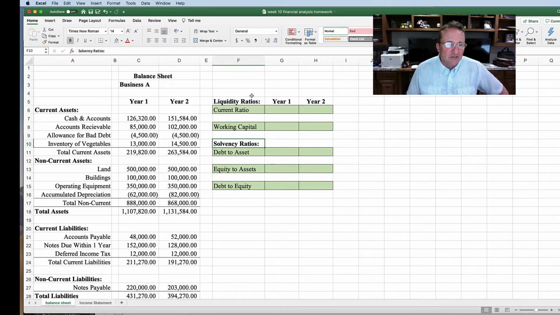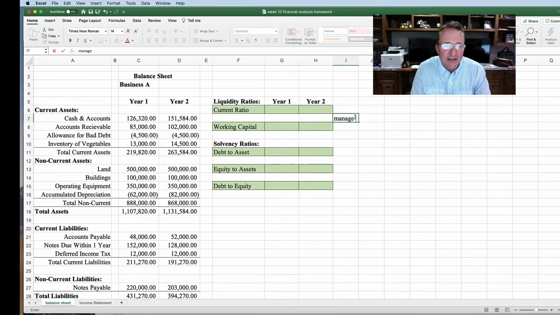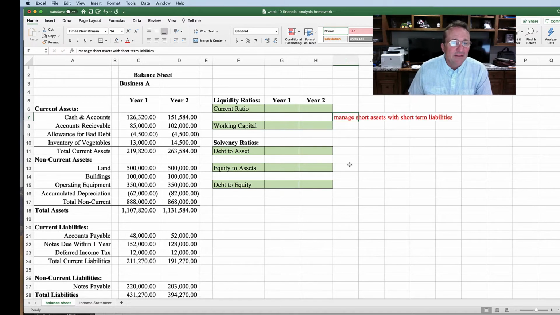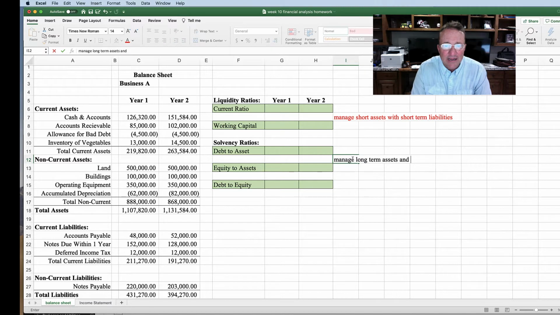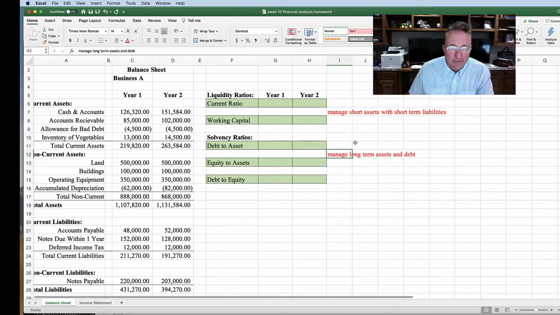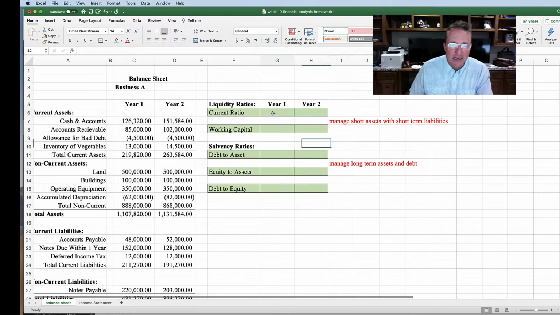Liquidity is all about how you can manage short-term assets with short-term liabilities or debt. That's what this section is all about. Solvency is about how to manage long-term assets and the long-term debt or liabilities that go along with that. And to do that, there are some ratios that are really common, and these are pretty simple.